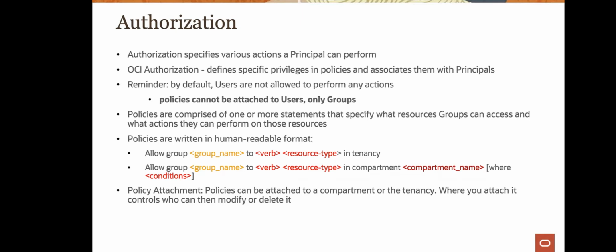So then you put the verb in there, you specify the resource type, and then at the end you can put conditions that specify a little bit more detail or depth. So for example, you could say allow these group users to do this in the compartment, but specify only one compartment, or even specify a subcompartment, for example.